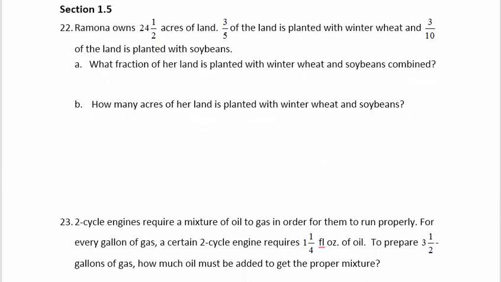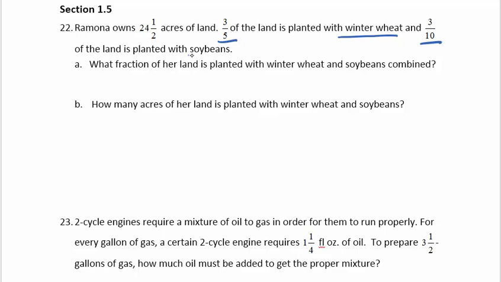All right, section 1.5. Ramona owns 24.5 acres of land. So stop right there. See Ramona? See the 24.5 acres of land? 3/5 of the land is planted with winter wheat. So you can see that on her land, 3/5, so not quite half, is planted with winter wheat.